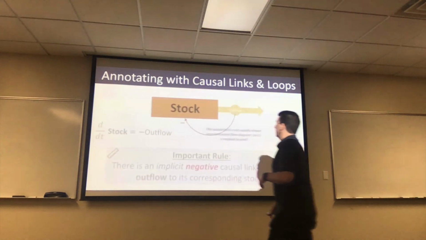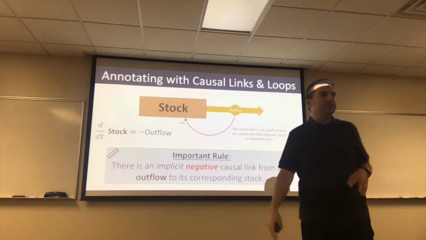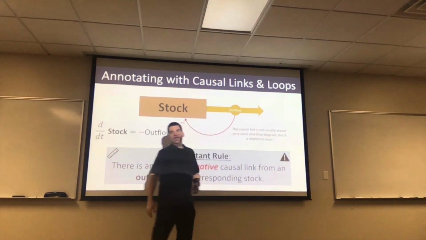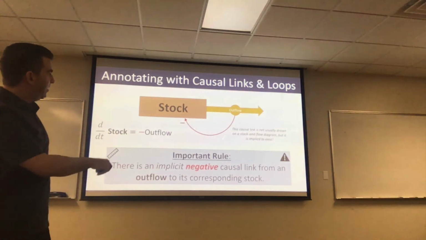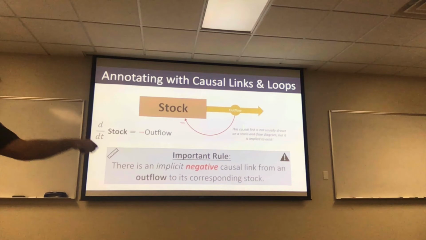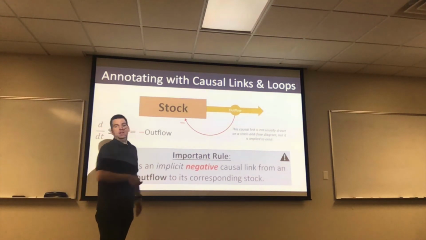Similarly, on the outflow side, and this is where it gets a lot of people confused at first, the outflow is a big thick arrow going out, but by default, an outflow reduces a stock. So if you increase an outflow, you decrease a stock. So there is always an implicit link coming back from an outflow that has a negative polarity.